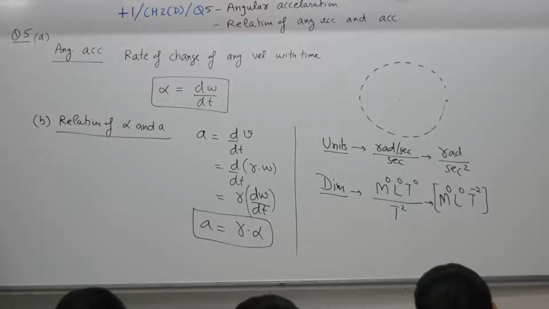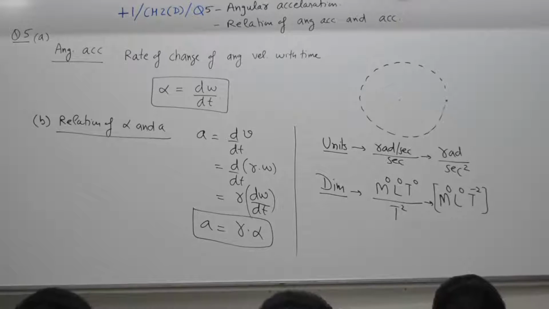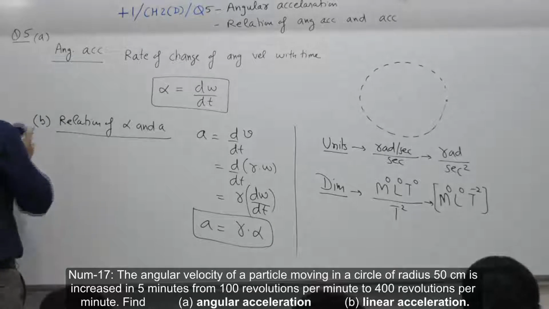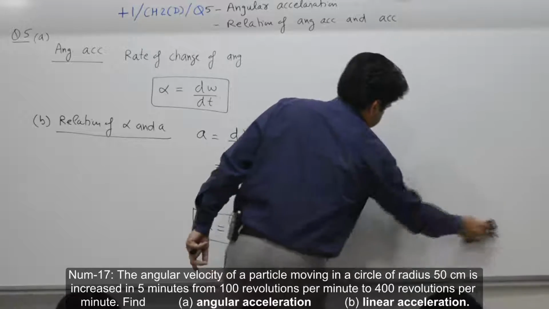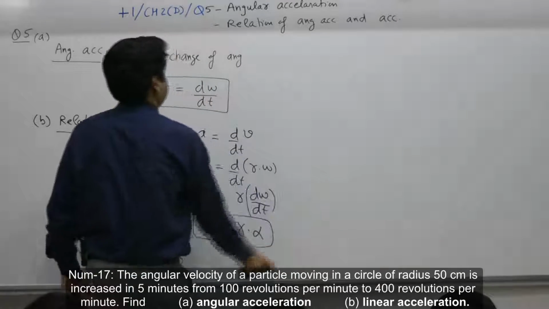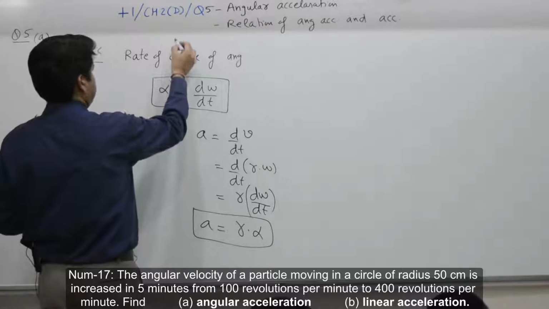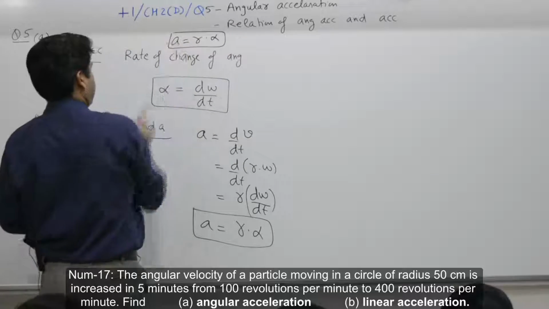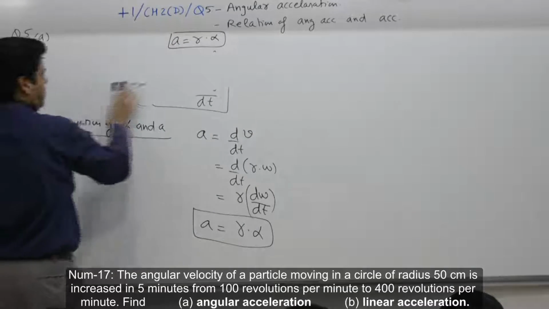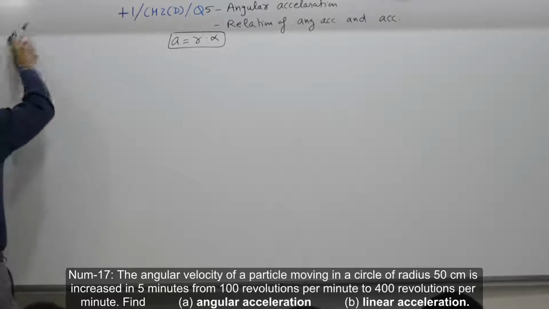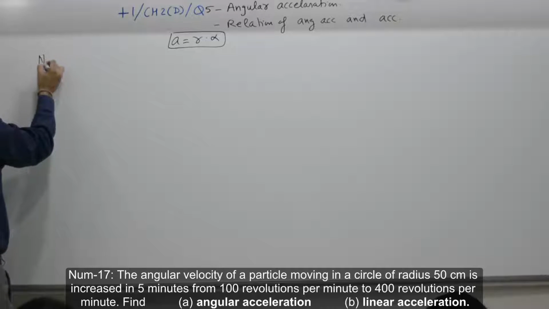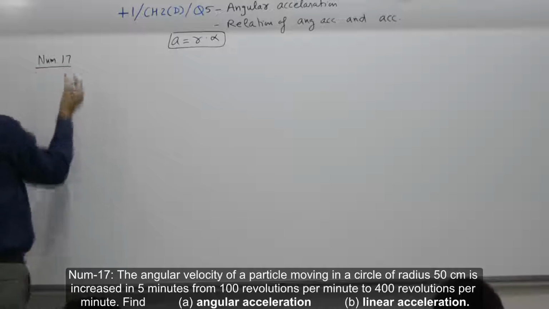Time with you is 4 minutes to write. Try numerical number 17. Result is A is equal to R alpha.